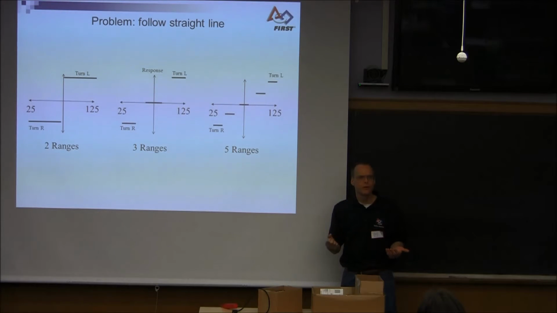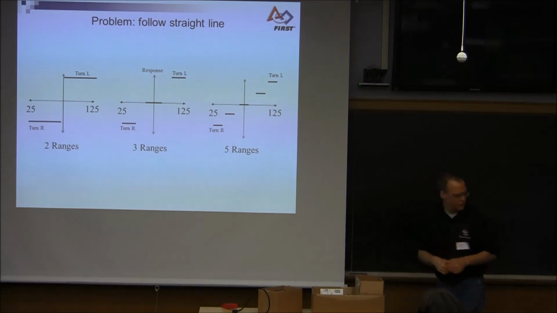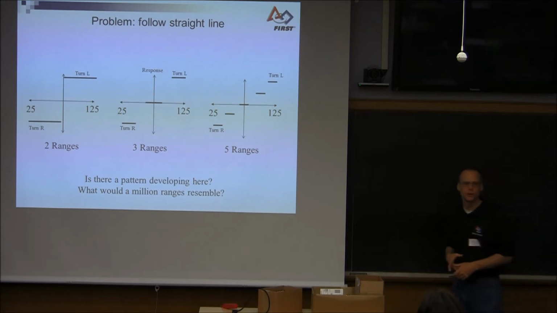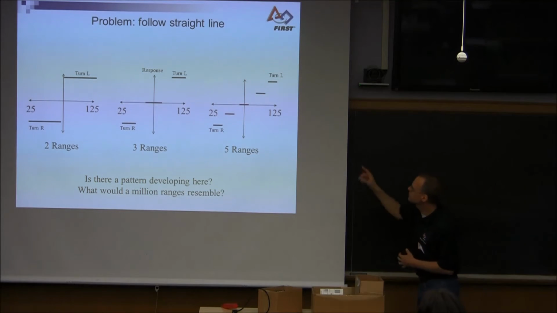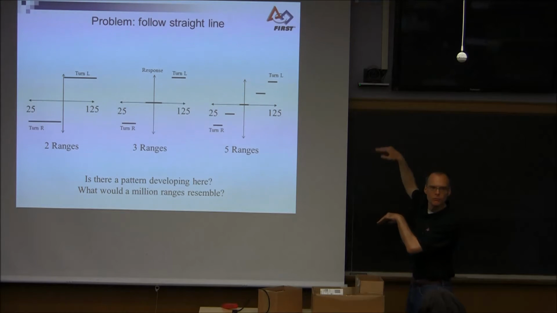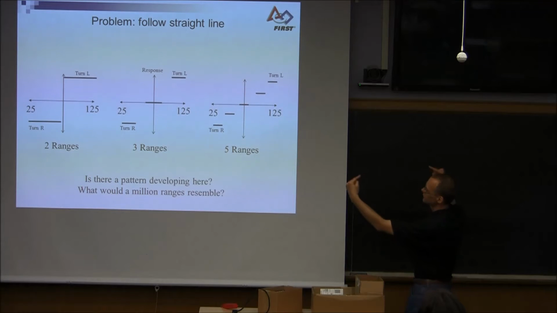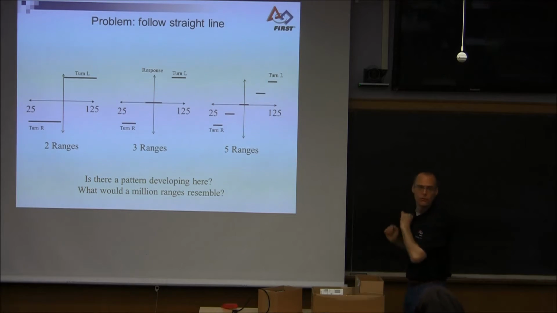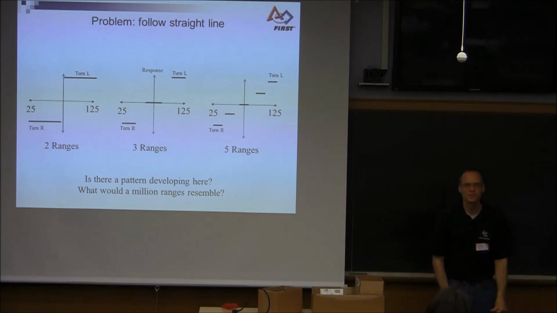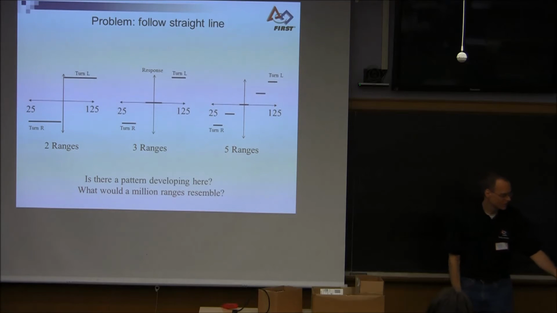Anybody see a pattern here? Is there a pattern developing here? Is there a simple way to do this? Let me ask you, what would a million ranges look like? Or what would the ranges look like as the number of steps approached infinity and the size of each step got smaller and smaller, approaching zero? It would be what? It would be a line. Everybody see that? Okay. Congratulations.